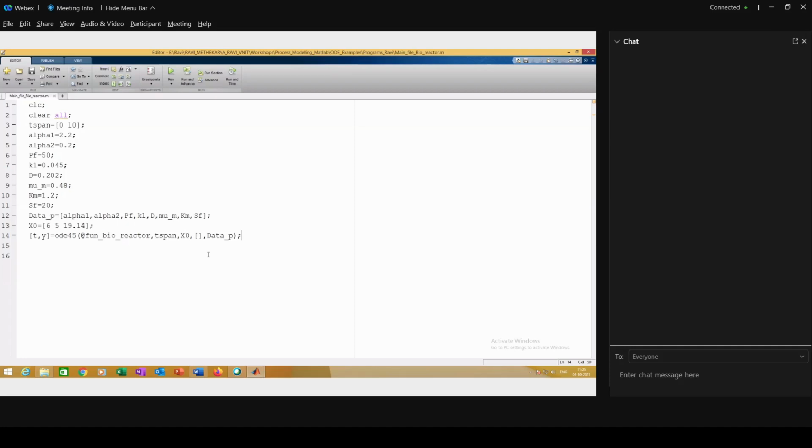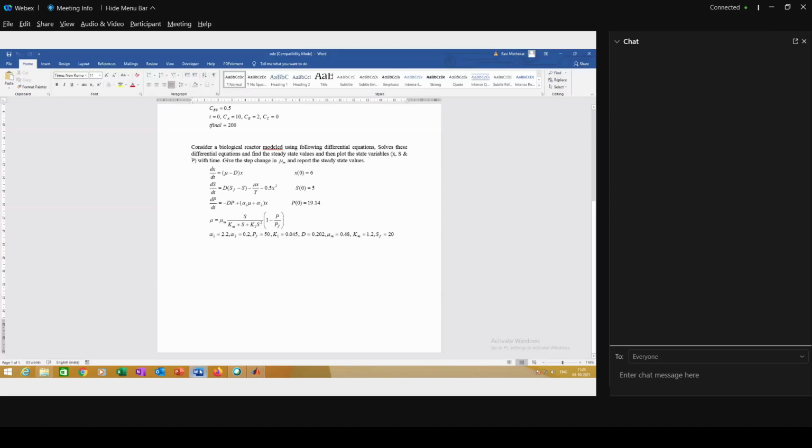Excuse me, sir. In the second equation, dS/dt equals, sir, what is the value of capital Y in the second equation? Why is it not given? Assume it as 5. Let's see what happens. You can assume it as 5. Okay, sir.